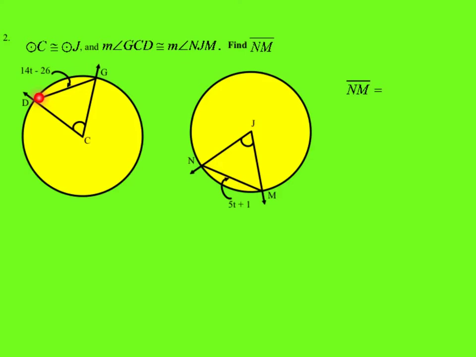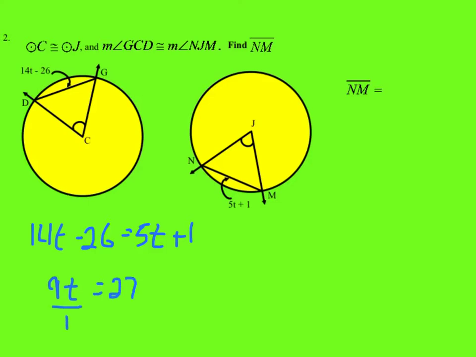So if we quickly write that out, we have 14t minus 26 equals 5t plus 1. Solve that all around, subtract our 5t, and we get 9t. I'm shortcutting it here, adding 26 to both sides, we get 27. Divide by 9, trying to save us some time. We get t equals 3. Substituting our 3 back in to t right here, it's 5 times 3, 15, plus 1 is 16. So our NM is 16.